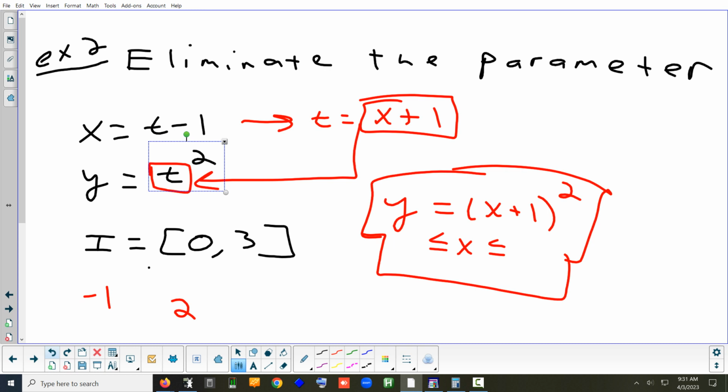I don't really care. That's not something I need to know. But I know I start at -1 and I stop at 2. So there's the formula that's going to generate the picture, and that's the restriction where you're allowed to draw it. So this is going to look like a parabola, shifted left 1 unit, but you're only going to be drawing part of it. So it might look something like that. It's not going to be the whole parabola. Questions on that?